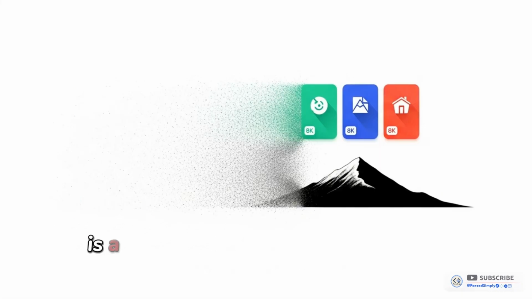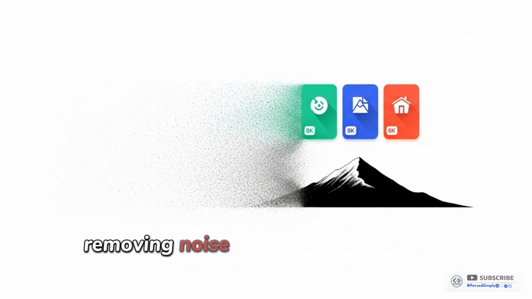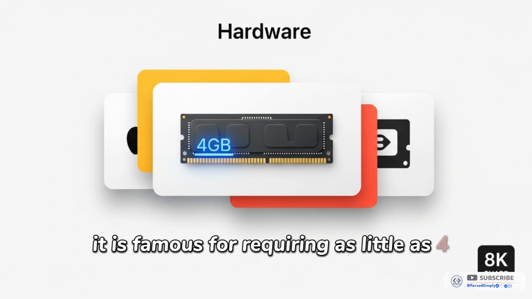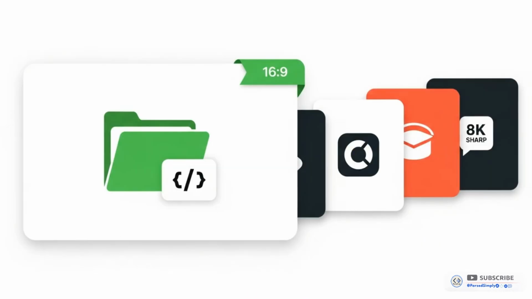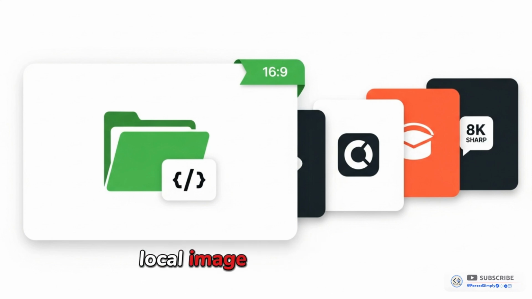Stable Diffusion is a latent diffusion model that creates images by iteratively removing noise from a random starting state. It is famous for requiring as little as 4 GB of VRAM to run. It serves as the primary engine for developers building custom local image generation tools.